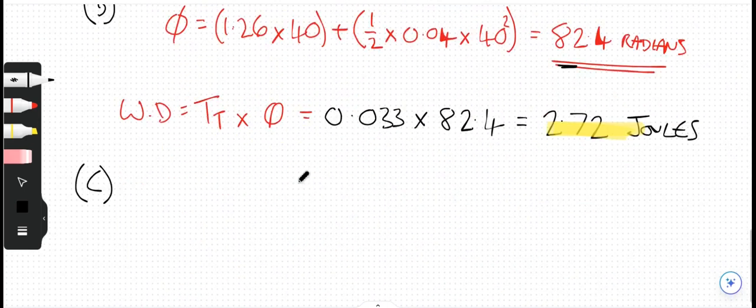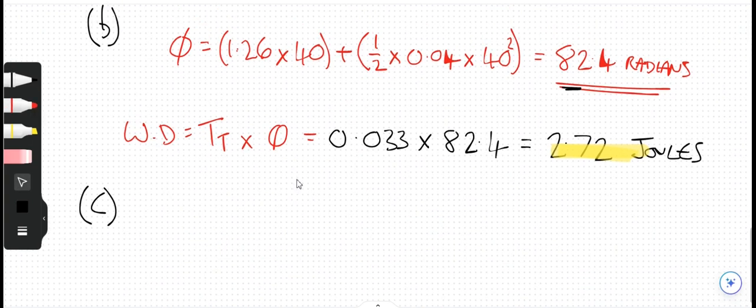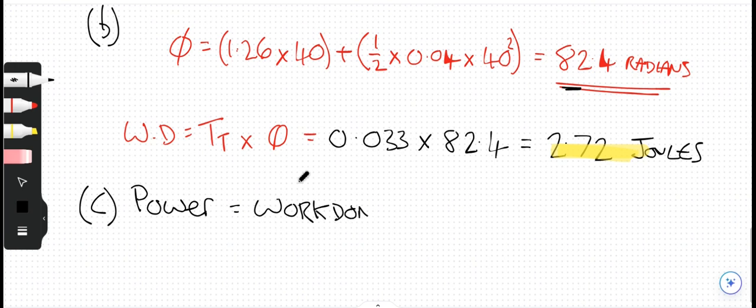So power, we all know what power is. Power is work done divided by time. Power is how fast you do work. So it's work done divided by time.